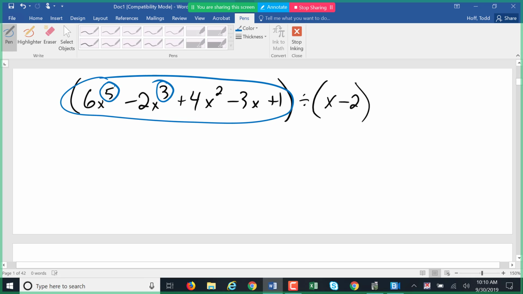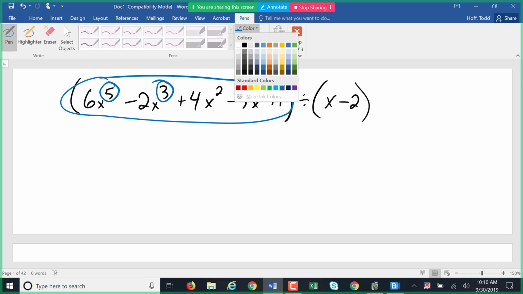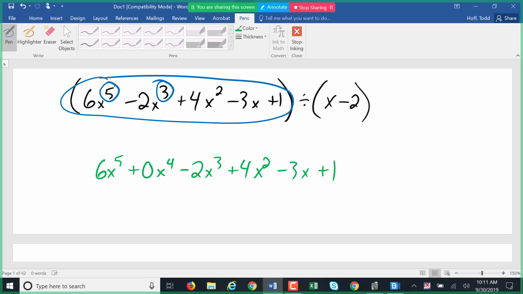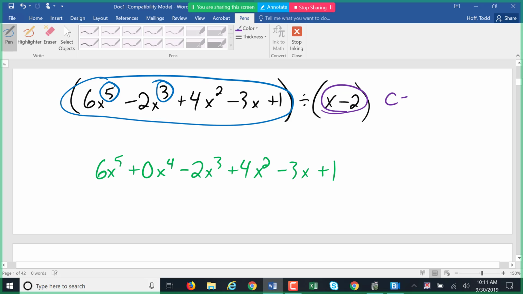It goes from x to the 5th to x to the 3rd, doesn't it? We're missing that x to the 4th term. Even if we're doing the long division, we must have that term in it. So we have to rewrite this as 6x to the 5th plus 0x to the 4th minus 2x to the 3rd plus 4x squared minus 3x plus 1. Every power of x has to be accounted for in descending order. If one's missing, we have to put it in there. This is x minus 2, so c equals 2. It's already in x minus form.